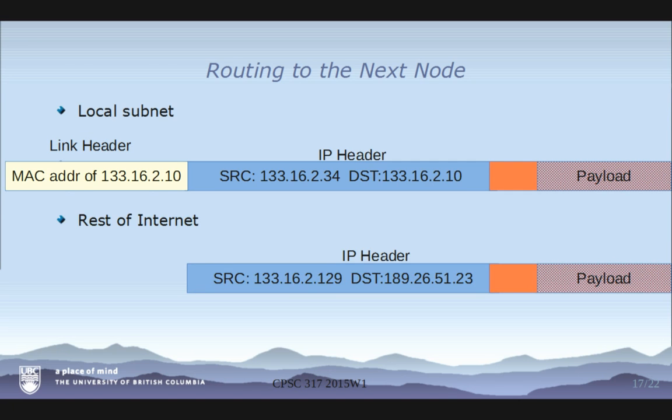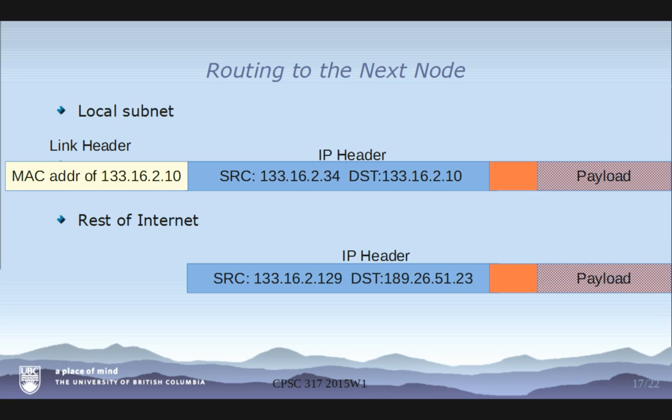But what if we want to route to the rest of the internet? We've got the payload's the same, the transport's the same. In our IP header, our source address is different because I'm coming from a different node, so 129, but our destination is now outside of our subnet. So the network layer can figure that out because it looks at the net mask and says, oh, that's not an address that should be on my subnet.